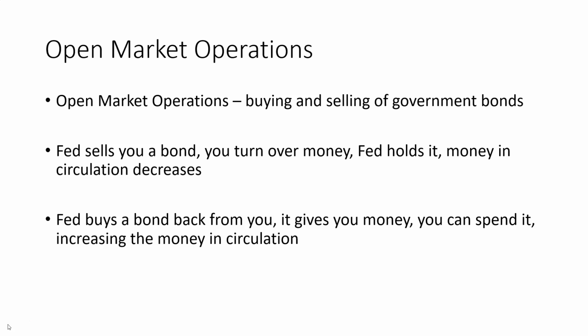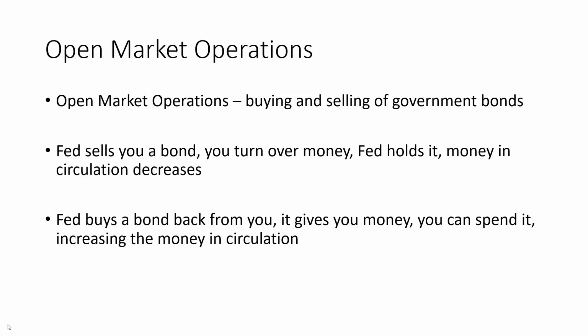You get contacted by your broker, and your broker says, the Fed's buying back bonds. Do you want to sell your bond? You decide, yeah, I want to sell my bond. So the broker tells the Fed, yes, I got somebody who wants to sell their bond. You turn your bond over to the Fed. They give you your money plus your interest. And now you have the money.